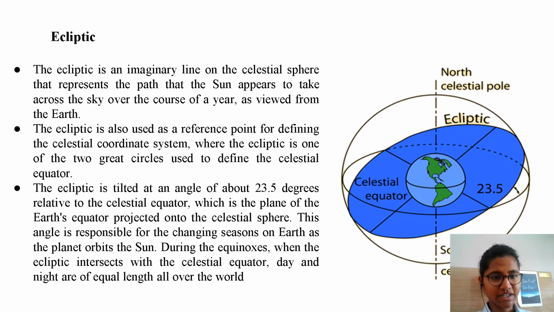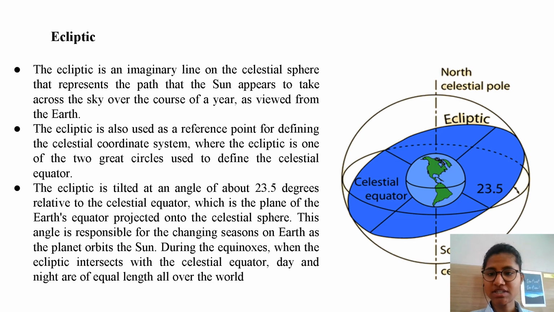Now, what is the ecliptic? The ecliptic is an imaginary line on the celestial sphere that represents the path that the sun appears to take across the sky over the course of a year, as viewed from the Earth. The ecliptic is also used as a reference for defining the celestial coordinate system, where the ecliptic is one of the two great circles used along with the celestial equator.